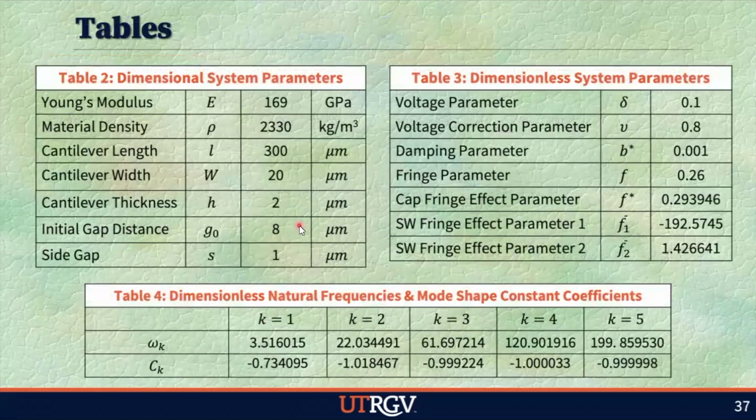The table shown here lists the different parameter values used for this research. This includes the cantilever length, which is 300 microns. The width is 20 microns. The thickness is 2 microns. And the initial gap distance is 8 microns. The values for each fringe effect parameter used for each model are also shown here. The first 5 dimensionless natural frequencies of the cantilever are listed in this table.